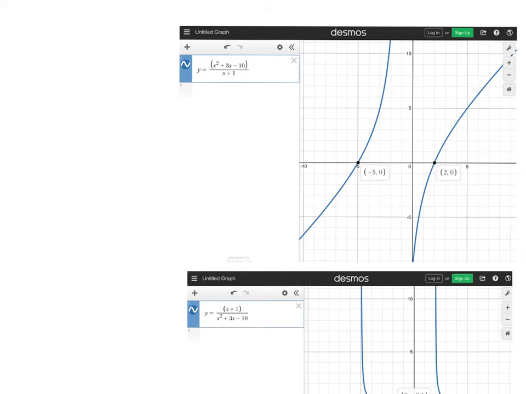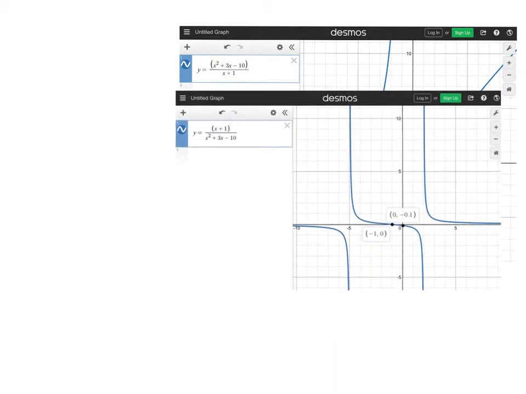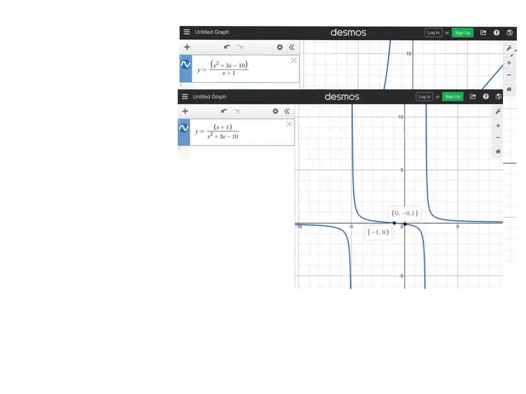Okay, we are going to get started with looking at characteristics of rational functions. I have two rational functions here. Right now they are overlapped and we're going to look at them separately. But notice the difference of them.